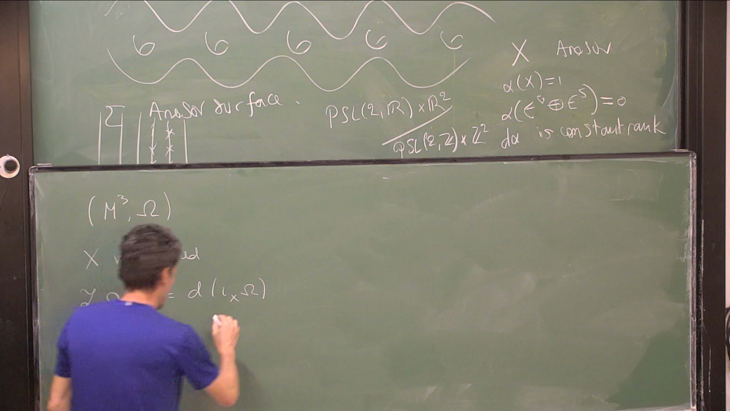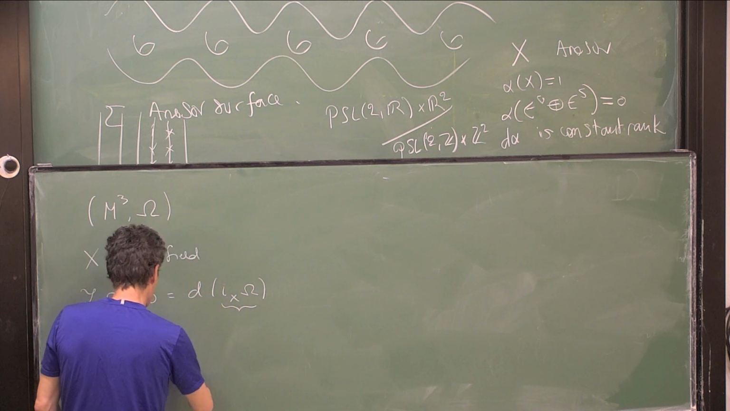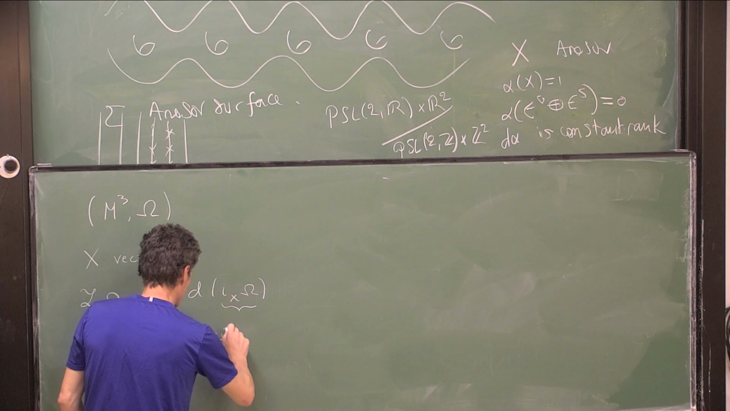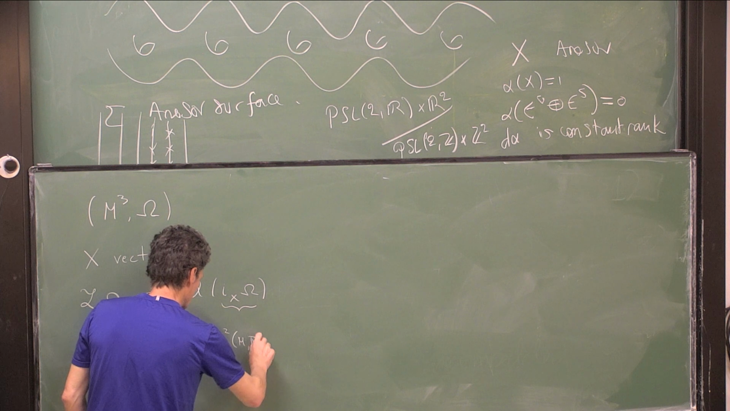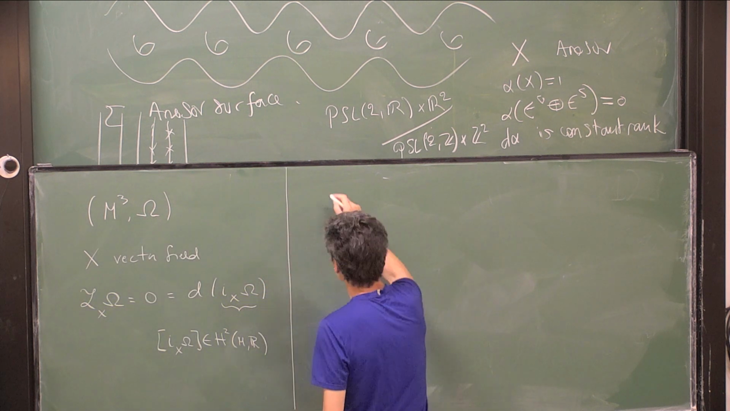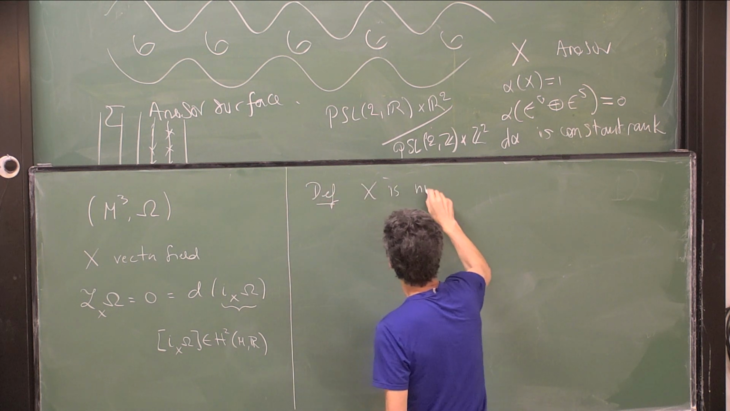So therefore, this is always closed, so it gives you a class. Then a quick definition: you say X is null homologous.